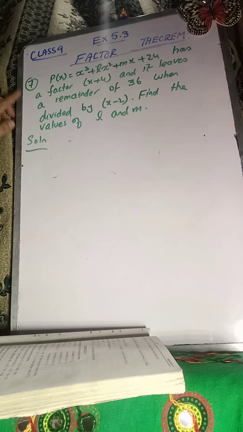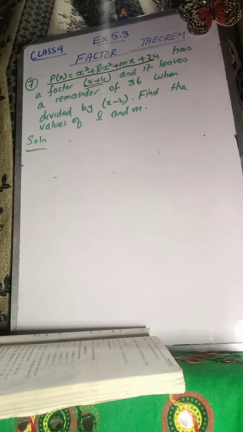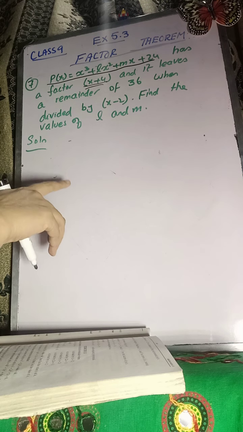Now question number 7. P of x is equal to x cube plus lx square plus mx plus 24. So we are given a polynomial that has a factor of x plus 4. It means that x plus 4 is a factor of this polynomial, which means that it will give a 0 remainder when this polynomial is divided by x plus 4, and it leaves a remainder of 36 when divided by x minus 2. Okay, this is the second information, the second divisor.